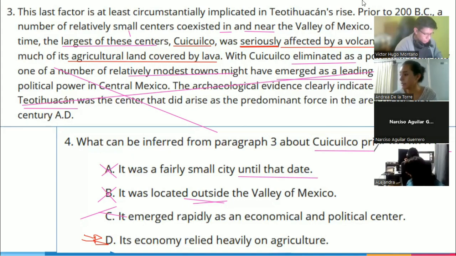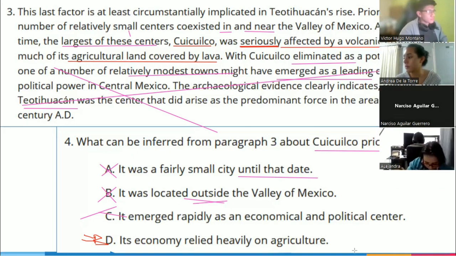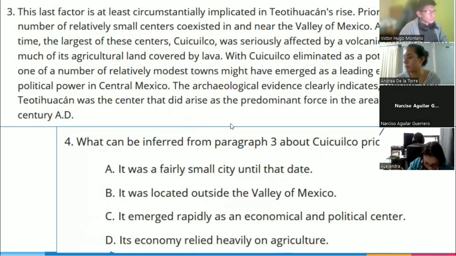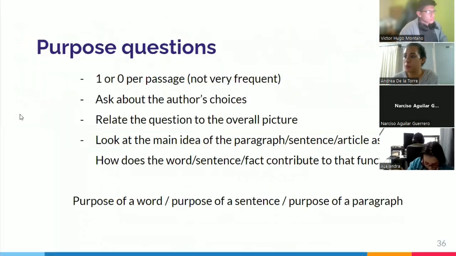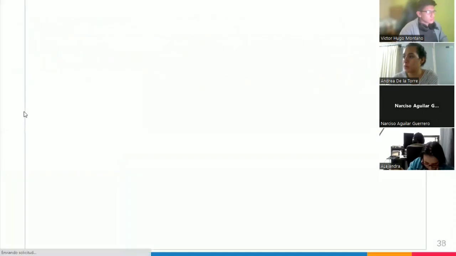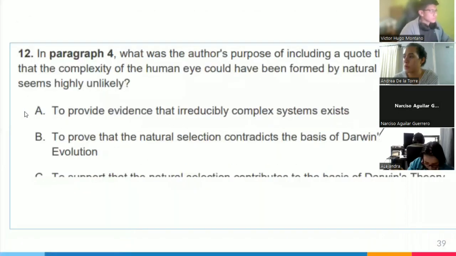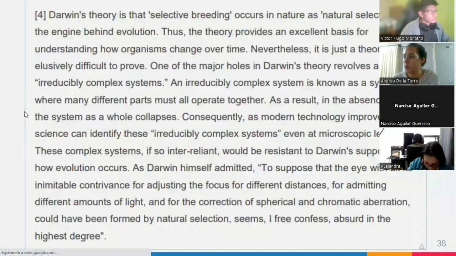Is that okay? Does it make sense? Do you guys have any questions about this one? Okay, that's great. So in this case, you don't have to find information, you have to draw your own conclusions.